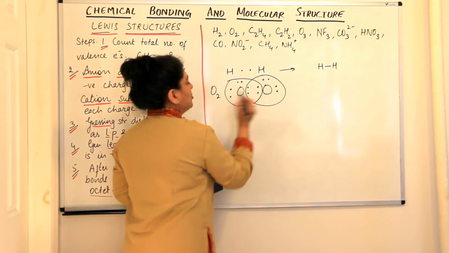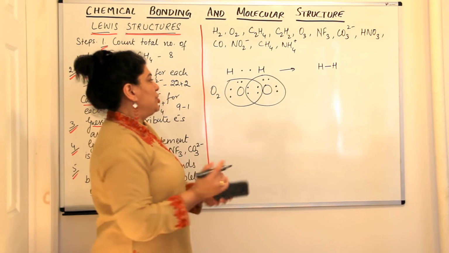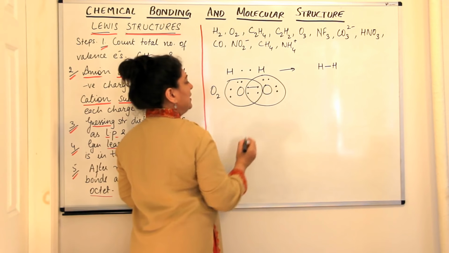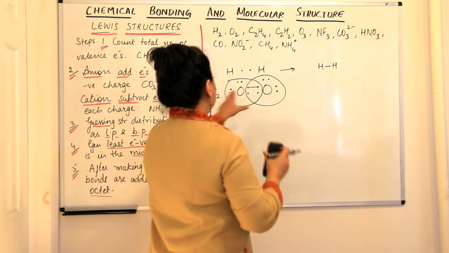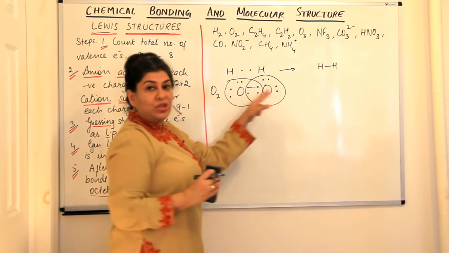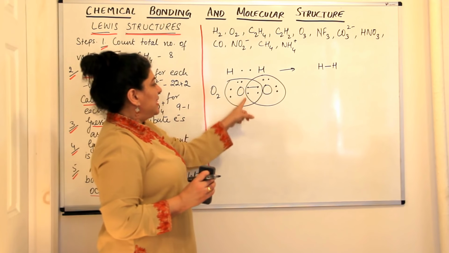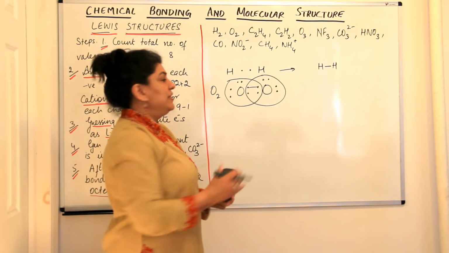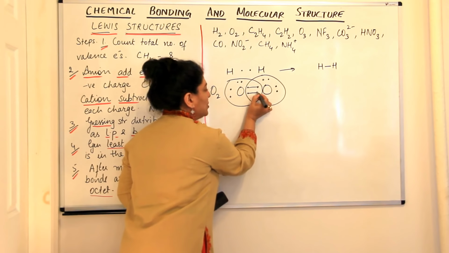The two pairs of electrons should be towards each other so that you can show that between the two oxygen atoms there's one single bond. After a single bond has been formed, the octet is not complete. Now this has 6 plus 1, 7. This also has 6 plus 1, 7. Obviously, there should be one more bond.